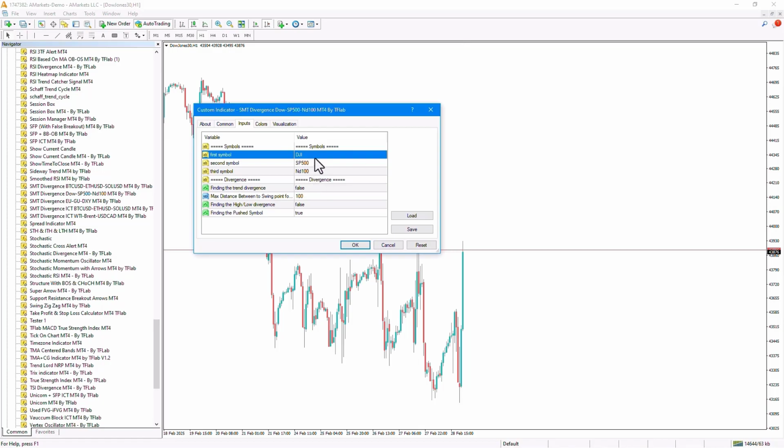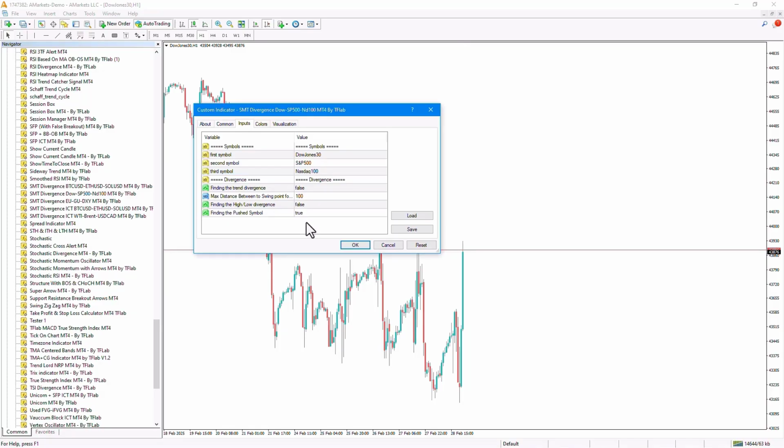The first symbol here is DJI, which stands for Dow Jones, but depending on the broker, different symbols may be used. The symbol I applied the indicator to is also the Dow Jones, but the way it's written is different, which I need to correct in this section. I need to make some adjustments here. So I'm adjusting the Dow Jones, S&P 500, and Nasdaq symbols here to match my broker.